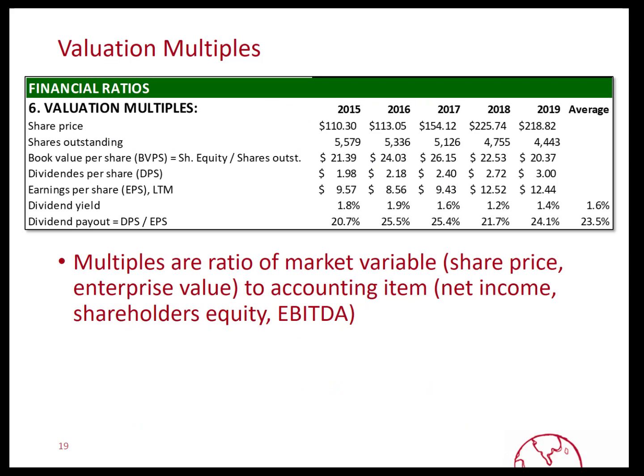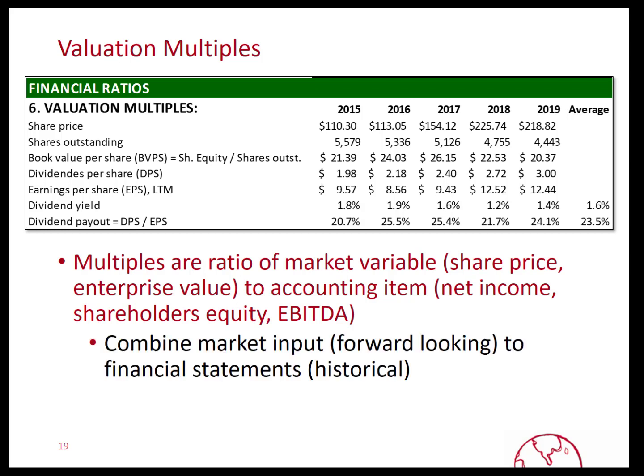Let's look at Apple and how their valuation multiples have changed over time from 2015 to 2019. Notice that there's a number of inputs we need to have: share price, shares outstanding. We're going to calculate book value per share, which is shareholders' equity divided by the shares outstanding. You're going to look up what their dividends per share, earnings per share are, and look at how much the dividend is relative to the share price to get the dividend yield, as well as how much of the cash that a company is earning they pay out in the form of dividends, which is the payout.